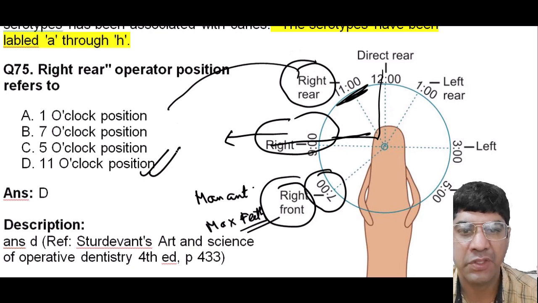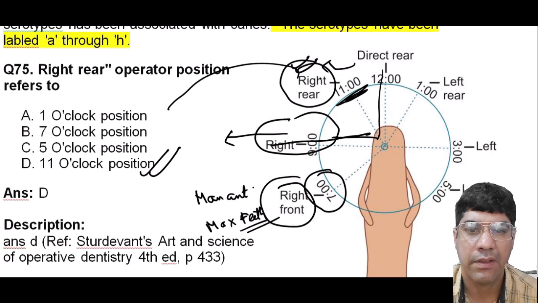So it provides access to most areas of the tooth. The operator stands just behind and slightly to the right of the patient. It offers a view of the lingual and occlusal surfaces of the maxillary teeth. For the mandibular teeth, direct vision is mainly based on the left side.